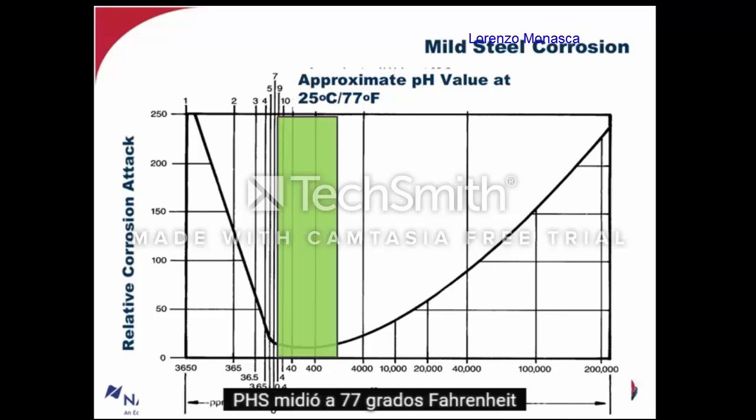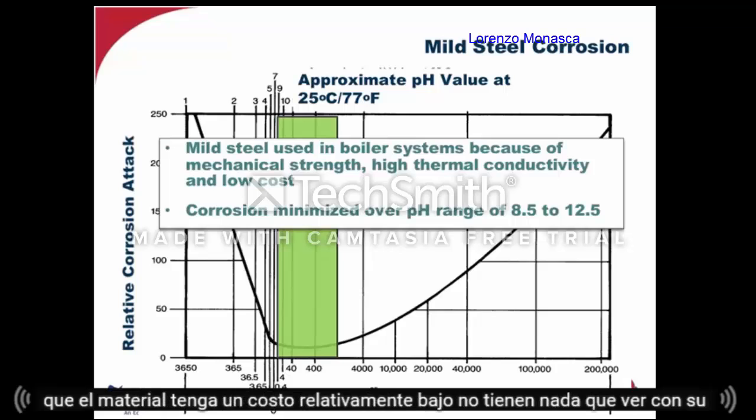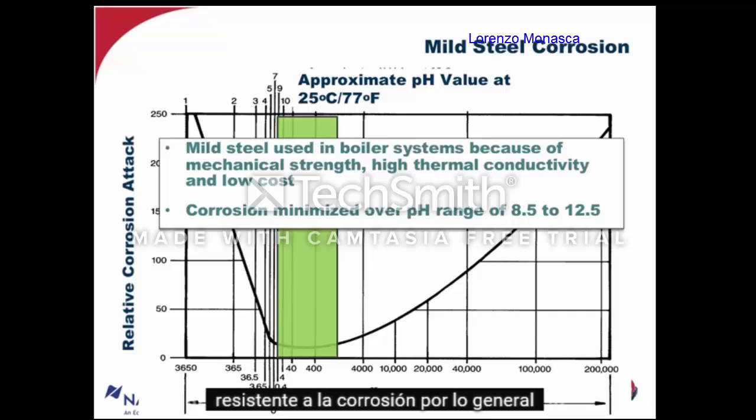pH is measured at 77 degrees Fahrenheit. Fired boilers are typically made of mild steel. And that's not because they're highly resistant to corrosion. Instead, it's because they have the mechanical strength and the ability to transfer heat, and the materials have a relatively low cost. It has nothing to do with their corrosion resistance.